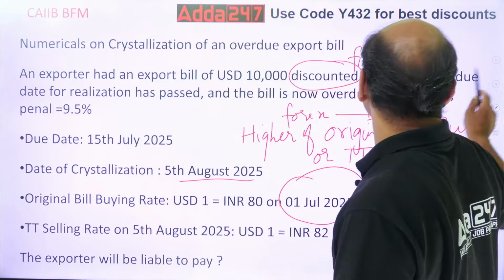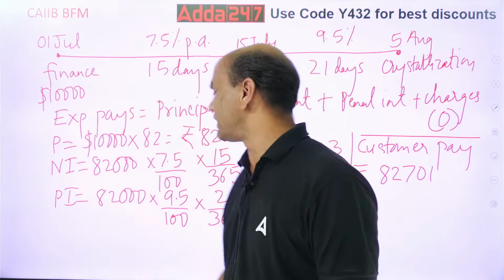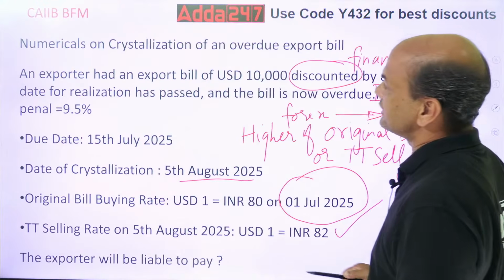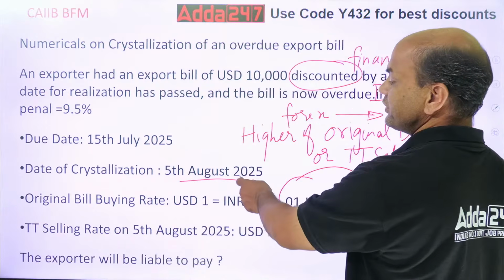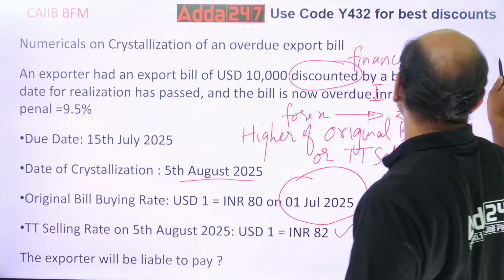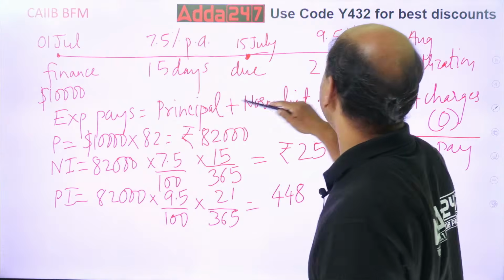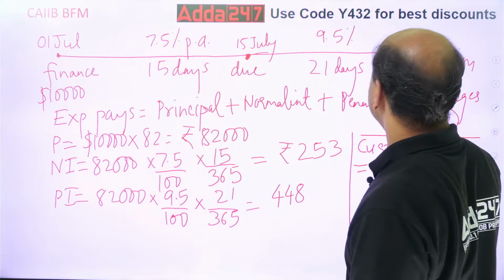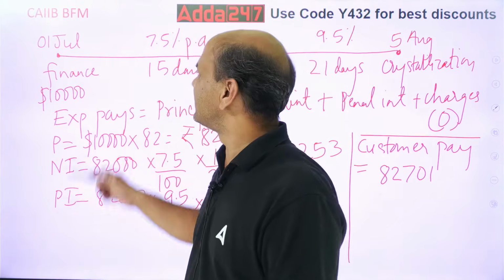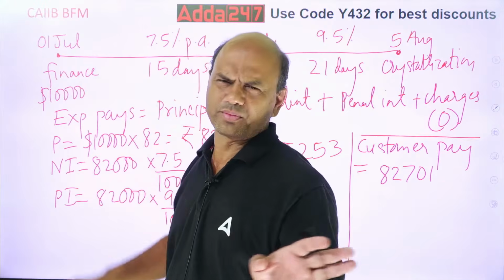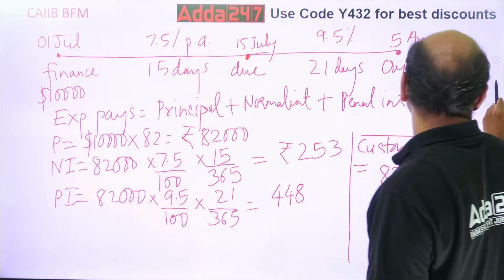Okay? So, say this, what is the case actually? Due date was 15th July, date of crystallization was 5th August. So now, look at this. 15th July was the due date, and we crystallized it on 5th of August. So we are assuming, let's say, the bill was financed on 1st July. We don't know at what date it was financed. Is it given somewhere in the numerical? I don't think so it's given.